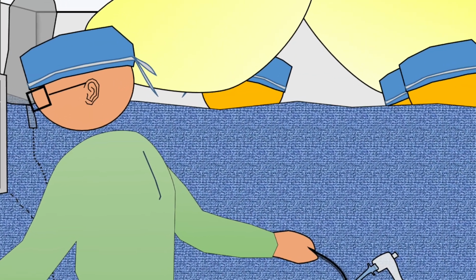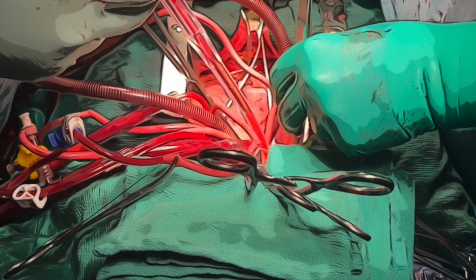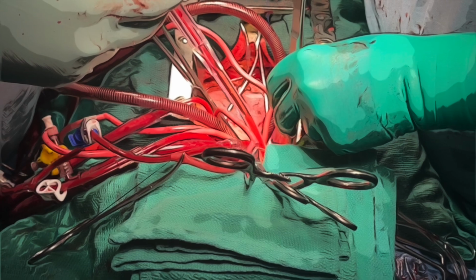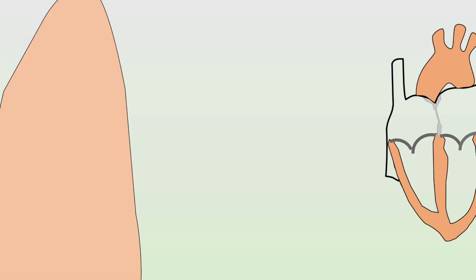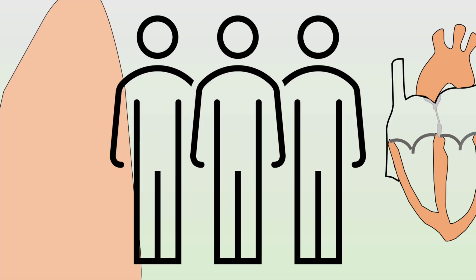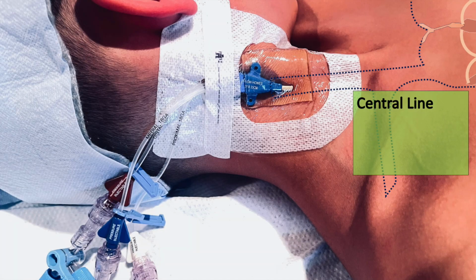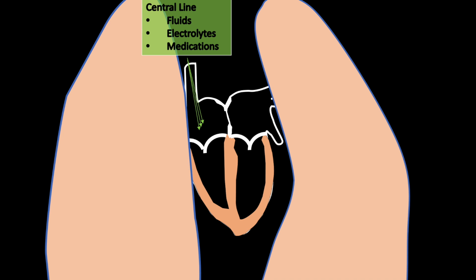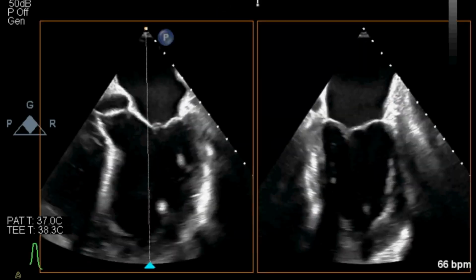The heart and lungs are not moving during this time so that the surgeon can carefully operate. Once he or she is done performing that part of the surgery, getting the heart and lung going again is performed safely with communication between the surgeon, anesthesiologist, and perfusionist. Through the central line, we give fluids, correct electrolytes, and give medications to stimulate the heart and lungs back up, and assess the heart function with echocardiography.